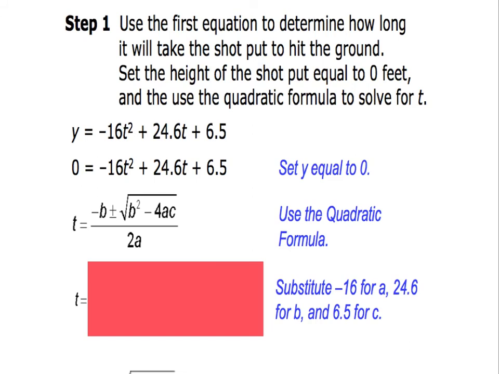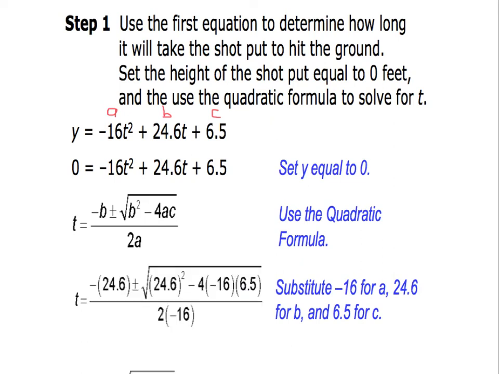All right, so to start with, we identify our A, B, and C. We can see what our A is. I'm going to just put A above it like that. We can see what our B is. We can see what our C is. And we're going to take each of those A, B, and C values and plug those into our quadratic formula. All right, and after plugging it in, this is what it looks like.